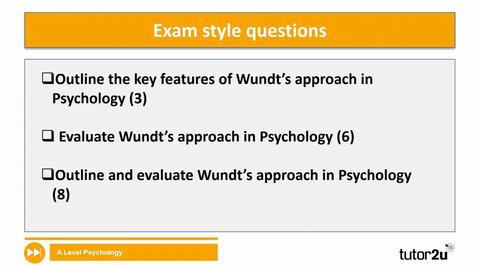Now let's take a look at some exam style questions. On your exam, you could be asked any type of question on Wundt's approach and the key features of science, but here's 3 typical questions. So we've got a short 3 marker, we've got a 6 marker, which is asking you to focus on evaluation, and then we've got an extended writing question asking you to outline and evaluate Wundt's approach in psychology.